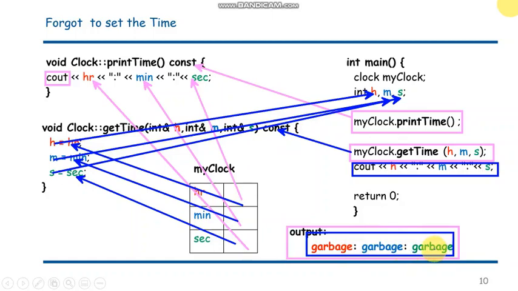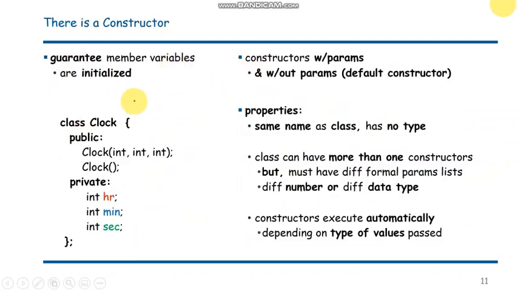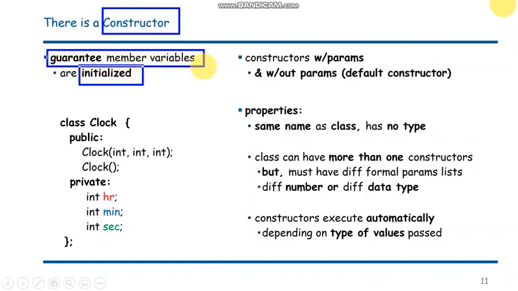So what do we do? What is the solution? In the previous slide, we had a problem that whenever we would call print time without first calling set time, what we had displayed was garbage values. The issue was because our object was not initialized. In order to solve that problem, we are going to use what is called a constructor. This constructor guarantees that our member variables are going to be initialized.